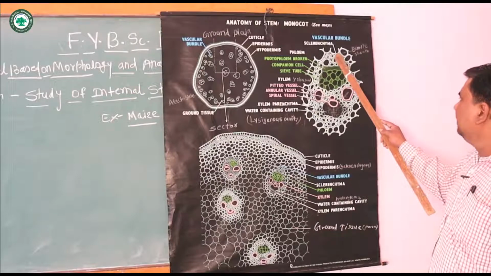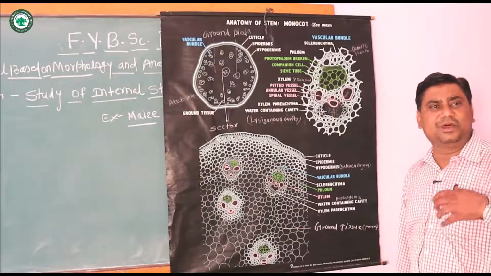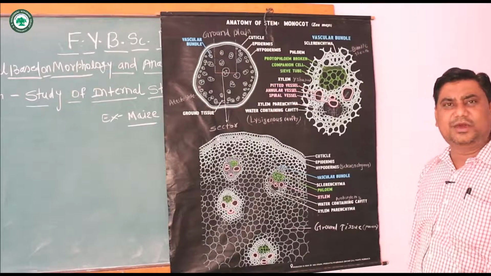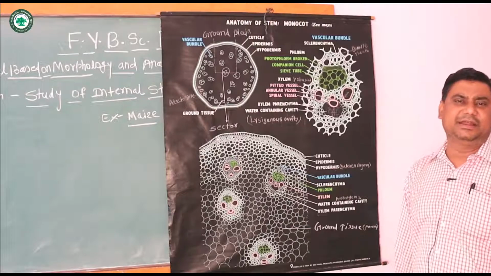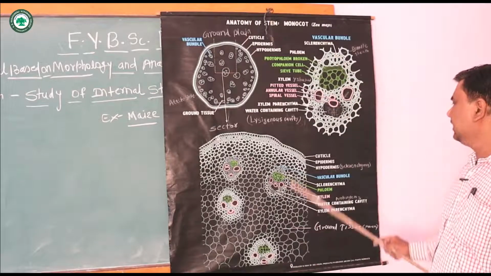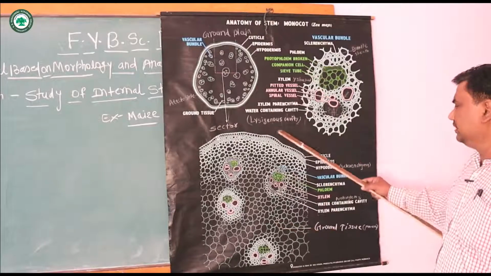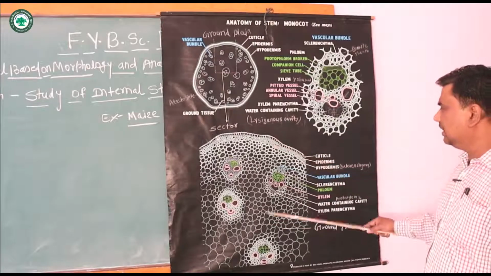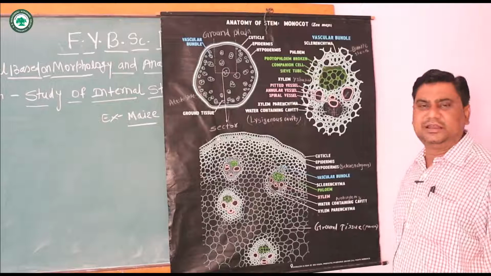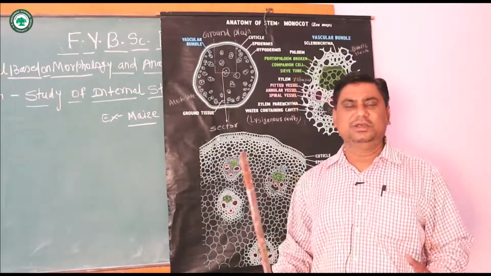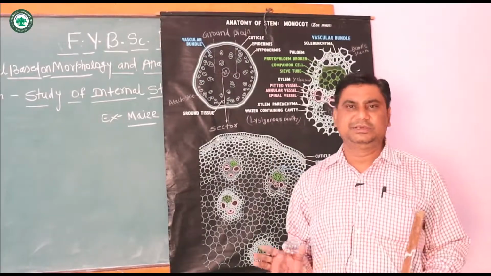Then this is the bundle sheath, or one can call it the covering of the vascular bundle. The bundle sheath is made up of sclerenchymatous cells. So this is about the vascular bundle, and the monocot stem shows this sort of plan: epidermis, hypodermis, then the ground tissue. The vascular bundle consists of the xylem and the phloem. So this is the overall scenario of the internal structure of the monocot stem, for example, maize.